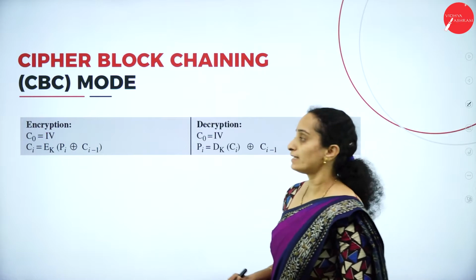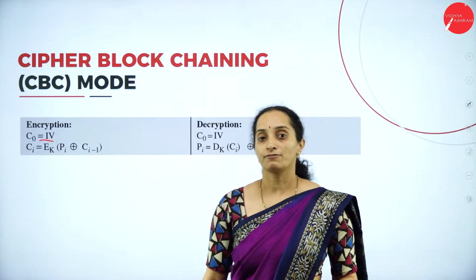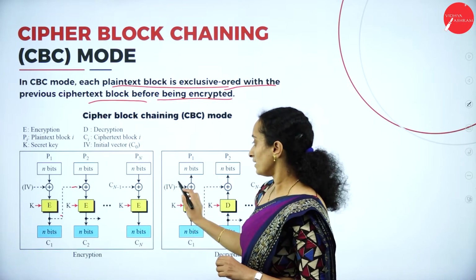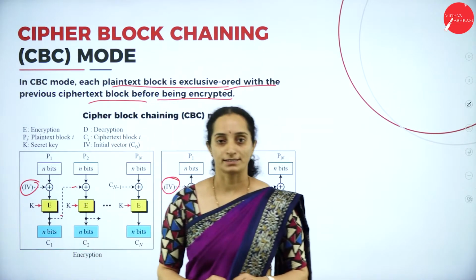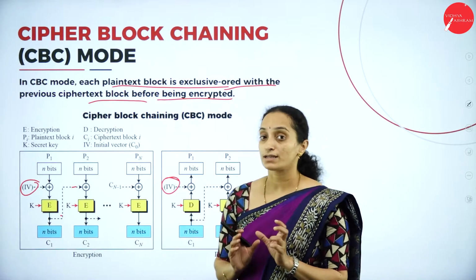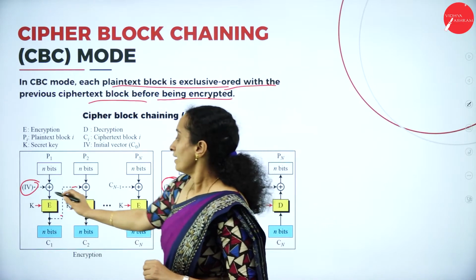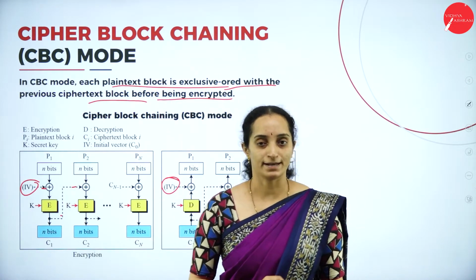So the encryption and decryption procedure is like this. For the first block, you can observe we are using an initialization vector. There will be an initialization vector having n number of entries which will be XORed with the first block of plain text.